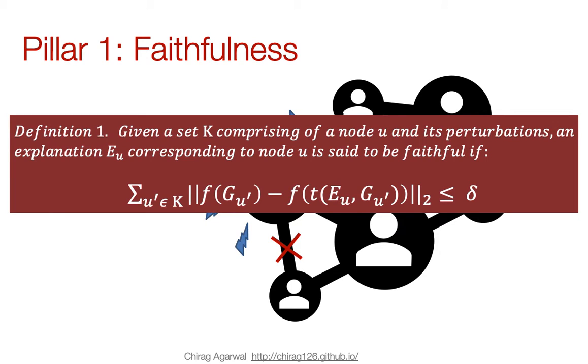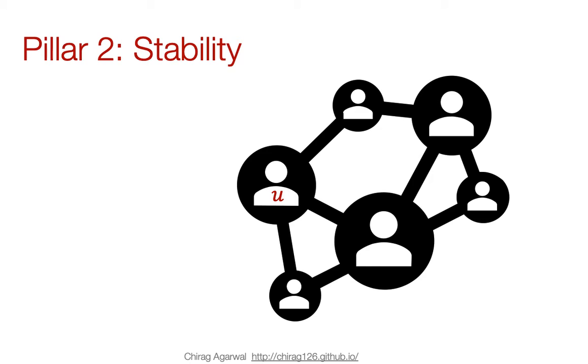Formally, we say that given a set K comprising of a node U and its perturbations, an explanation EU corresponding to node U is faithful if the difference between the predictions using the original node attributes associated with node U and the predictions generated using the masked node attributes using the explanation EU is less than some delta, which is an infinitely small constant. We now move to the second pillar of stability.